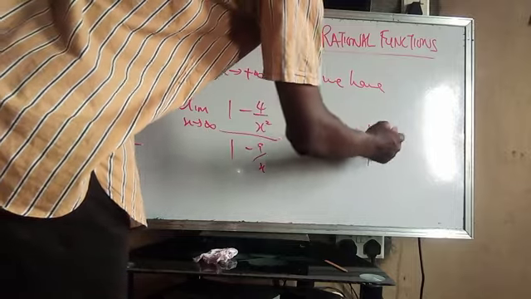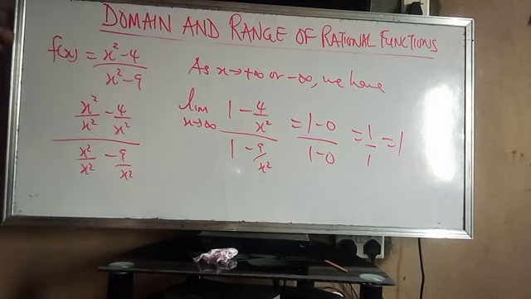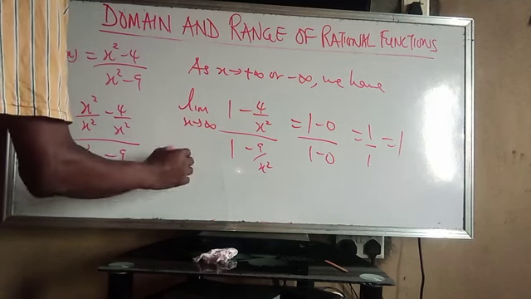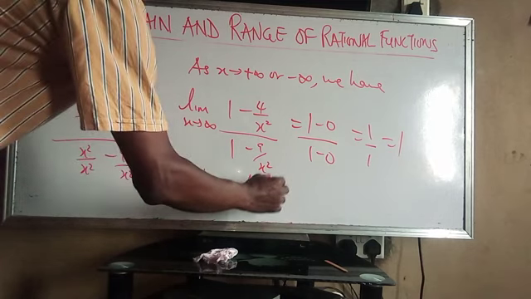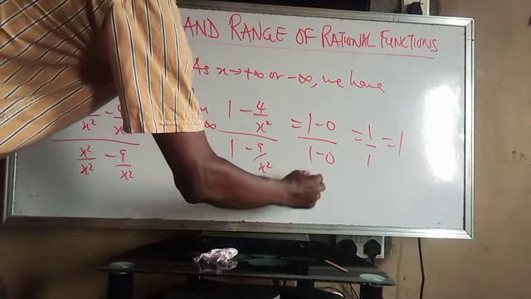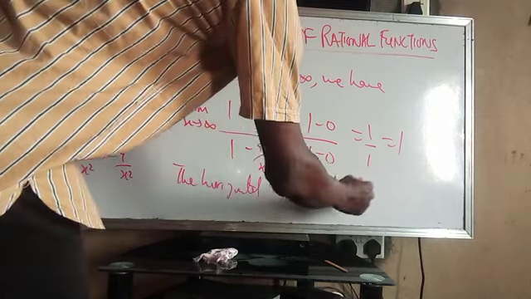So everything is 1 over 1, which is 1. So that means the horizontal asymptote here is at y equals 1. That is the horizontal asymptote, at y equals 1.